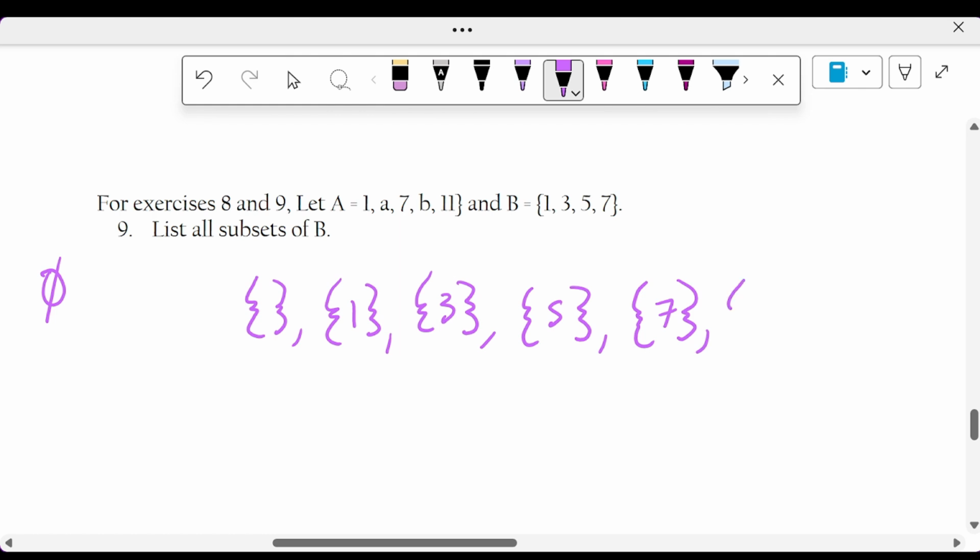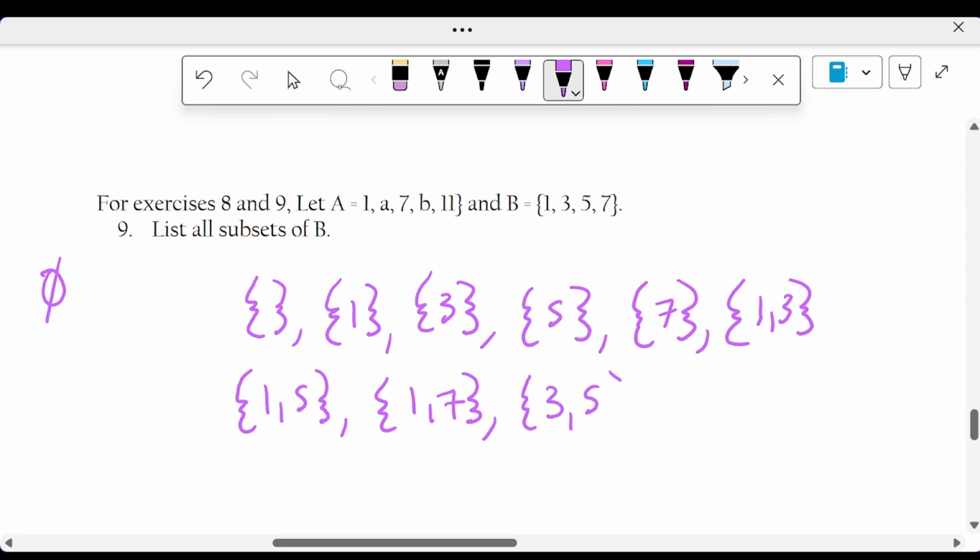and then we do two numbers, so 1 and 3, 1 and 5, 1 and 7, 3 and 5, 3 and 7, and 5 and 7.